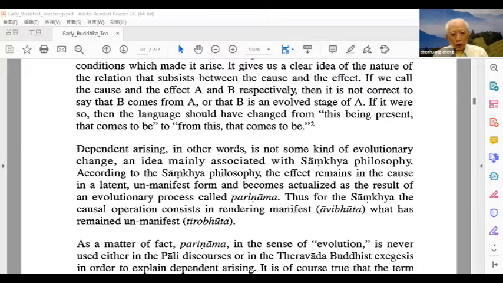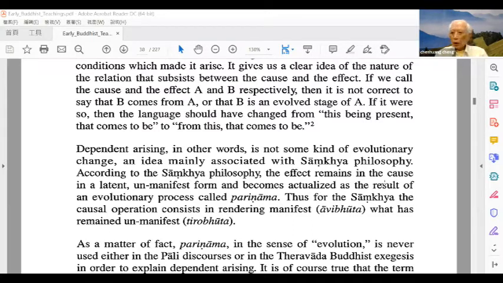Dependent arising means that the effect is not the evolved stage of the cause. We can explain dependent arising from another angle. It's not some kind of evolutionary change. Evolutionary change means there is an entity, and this entity will evolve. Something else will evolve from this entity. This is a kind of evolutionary change. This idea is mainly associated with Samkhya philosophy. This idea of evolutionary change is the concept of the Samkhya philosophy.